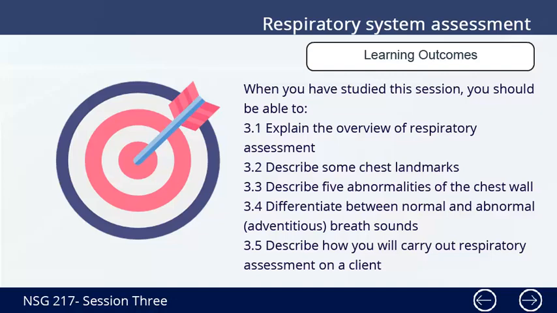Learning outcomes for study session 3. When you study this session, you should be able to: 1. Explain the overview of respiratory assessment. 2. Describe the chest landmarks. 3. Describe 5 abnormalities of the chest wall. 4. Differentiate between normal and abnormal adventitious breath sounds. And lastly, describe how you will carry out respiratory assessment on a client.